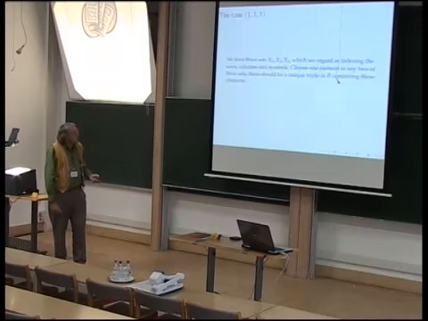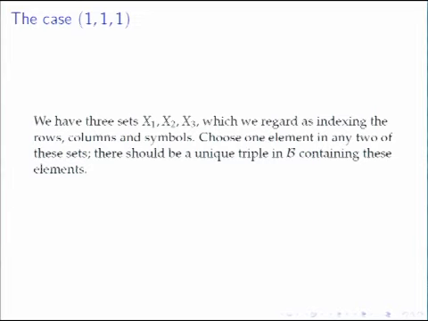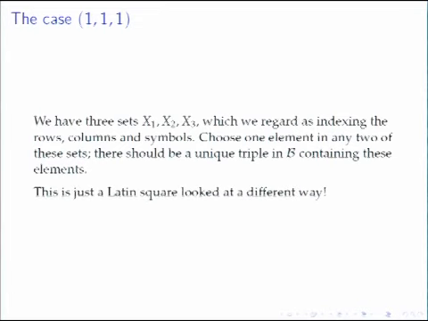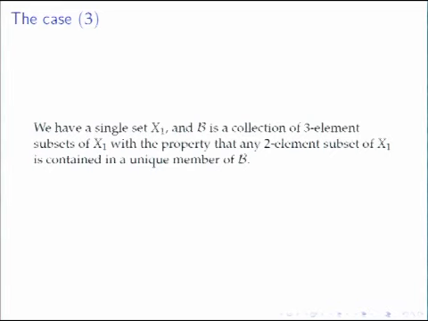And the same, so for Latin squares, we have 3 sets, rows, columns, and symbols, and each triple picks out a row, a column, and a symbol. That's one entry in the Latin square. The case where the composition is just 3, we have a single set, a collection of 3 element subsets, with only 2 points lying in a unique one. That's a Steiner triple system.